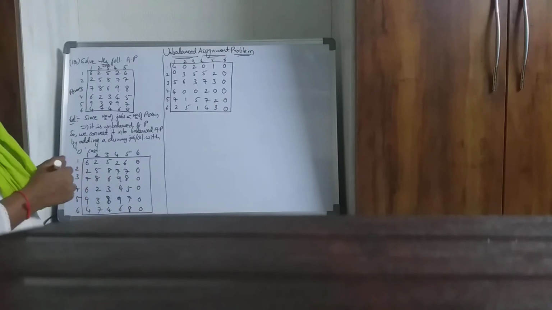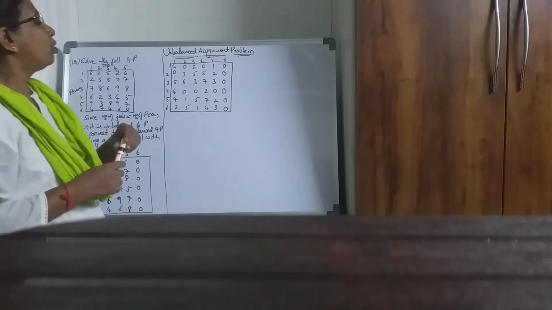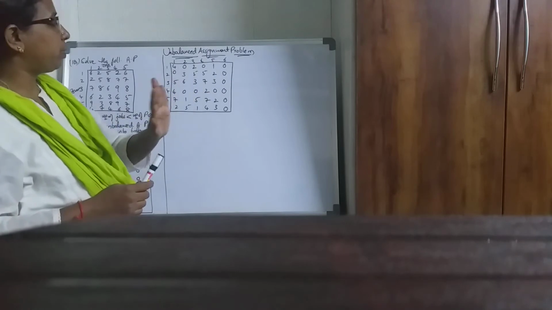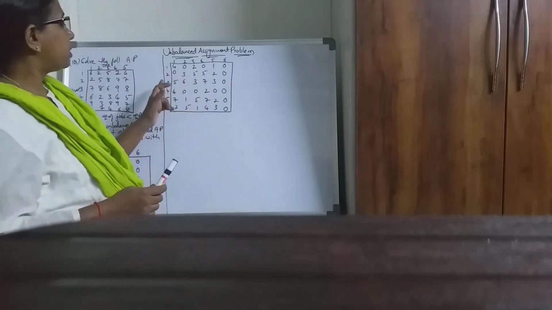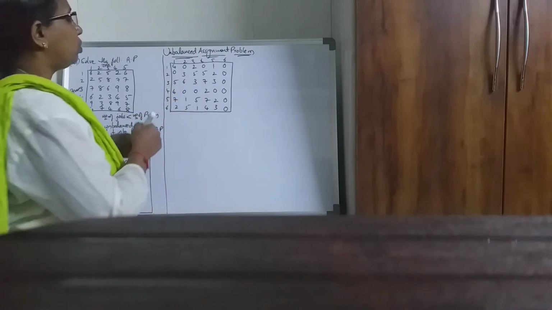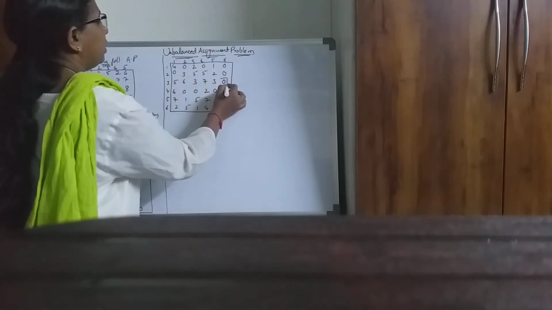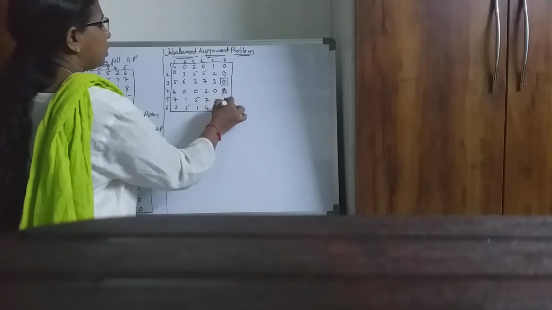Okay. Now start the assignments. First row you have 3 zeros, don't make any assignment. Second row also you have 2 zeros, don't make any assignment. Third row you have 1 zero, make an assignment over here and cross off all other zeros in that column.